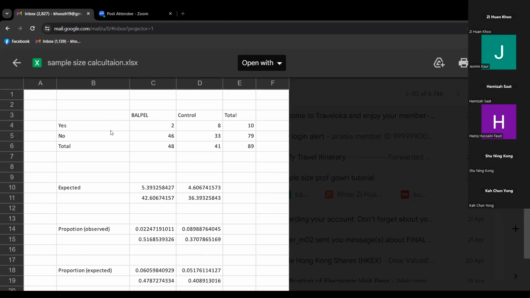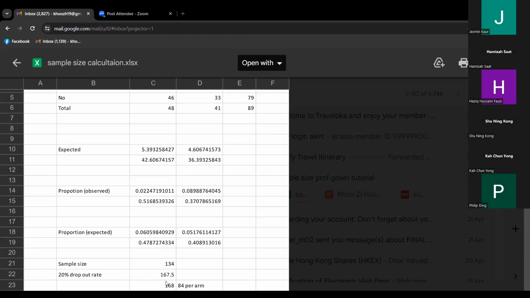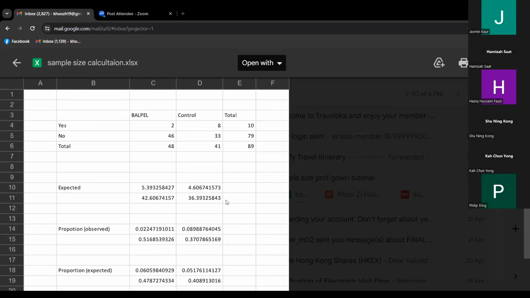So this one I'm using G*Power now. I created this contingency table and got the proportions. So the study sample size by G*Power with 0.8 power will be 134. With a 20% dropout rate it will be 168, so 84 per arm. That actually sounds reasonable to me. But are you sure this is with 4.2? You said you put in 4.2, is it? Right.